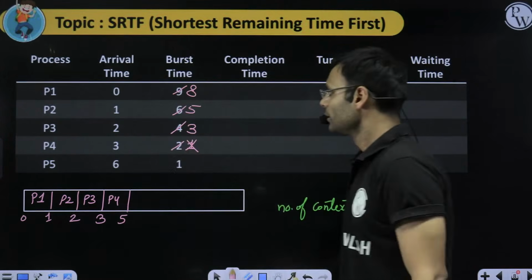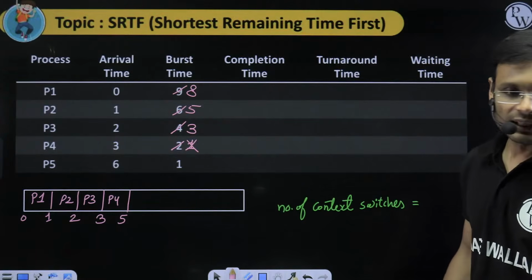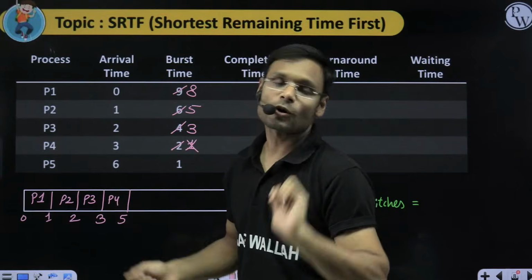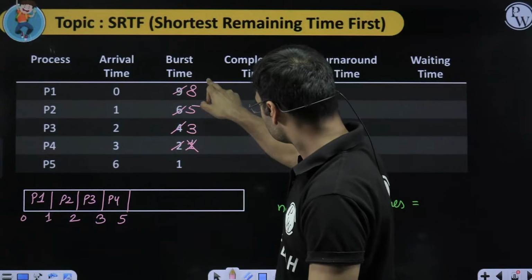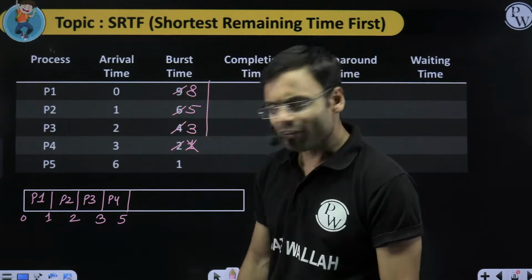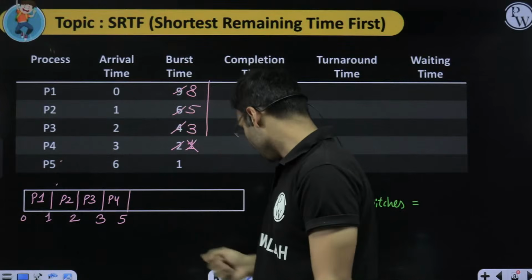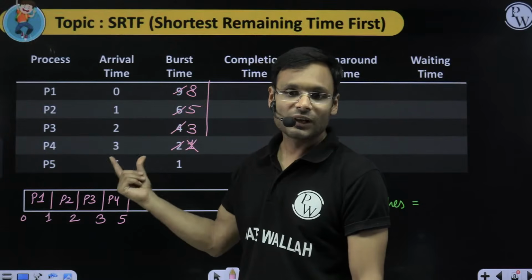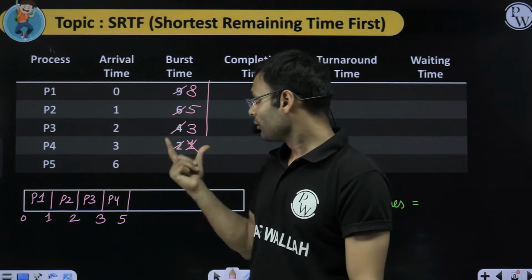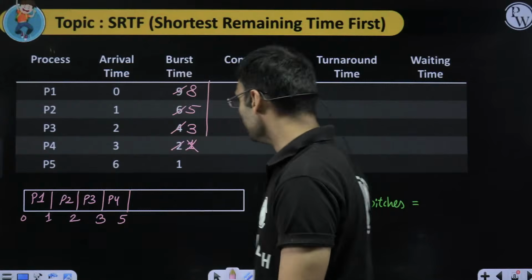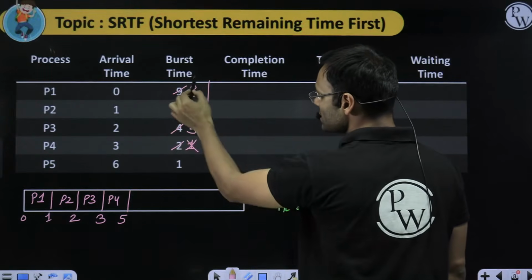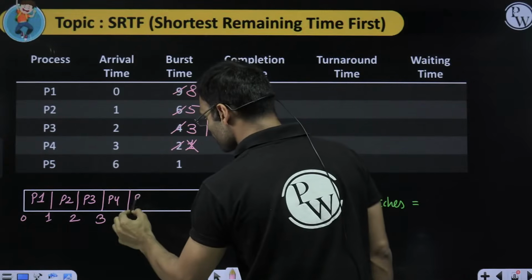P4 completed? Yes. Now if P4 completed at 5, what processes are we left with? These 3 processes. Why? Because P5, with minimum burst time 1, has not yet arrived. It will arrive at 6. So at 5, I will choose the smallest among these 3. The smallest among these 3 is P3.